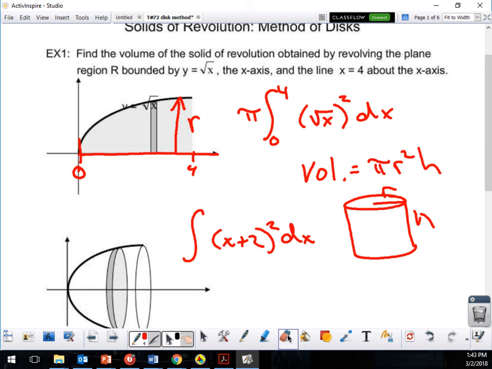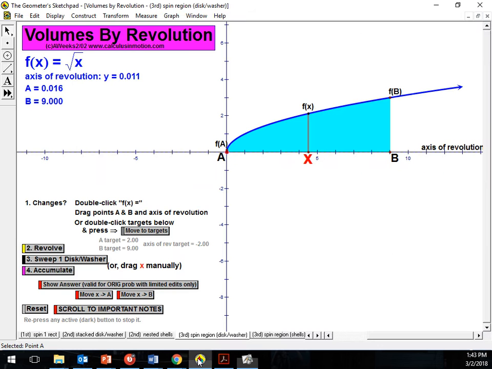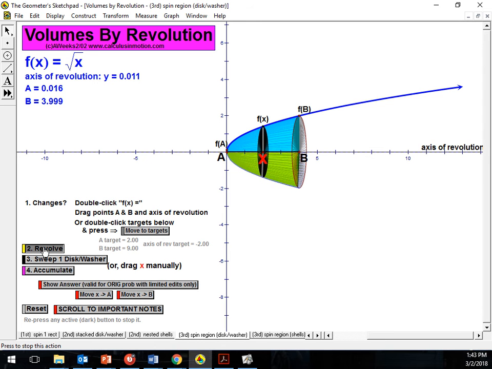Let me clear this. So let me go back to here. Now my lower bound was 0, right? And my b value should be 4. It's a bit off. This is what's going to happen as I do this. Now, does that make sense?